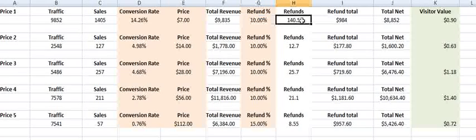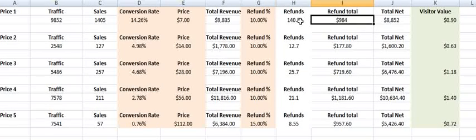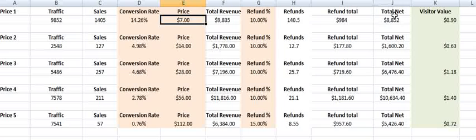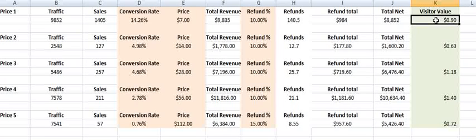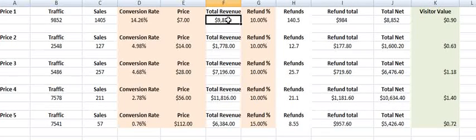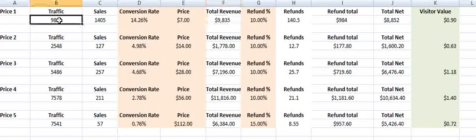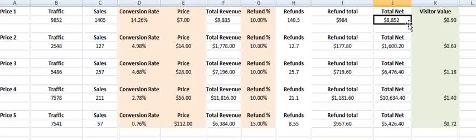Or you plug it in here, and the total refunds divided by the total sales will give you the percentage. And then obviously the refund total, like I said, is just going to be the refunds multiplied by the price. It's real simple. And then the total net is going to be the total revenue minus the refunds. And then the visitor value, I'm just repeating this so everybody gets it, is simply going to be the total net you got after refunds divided by your traffic.